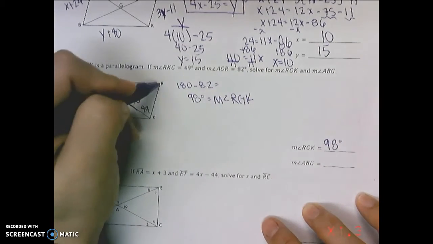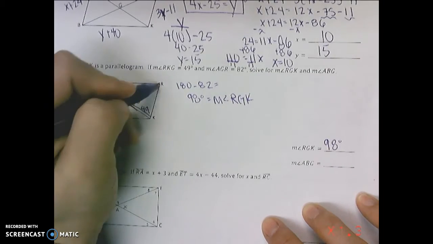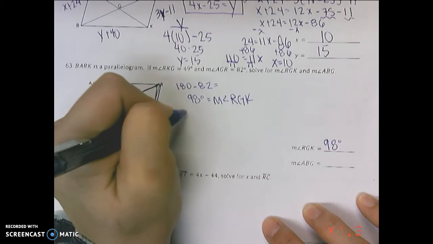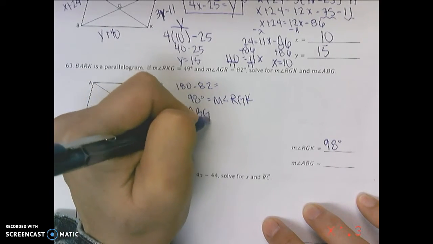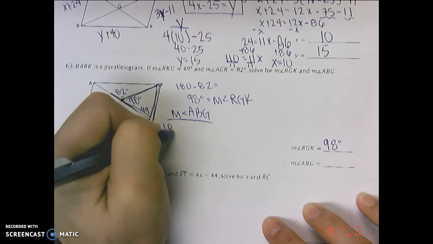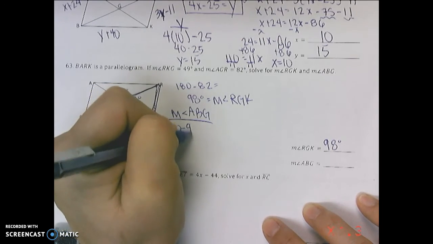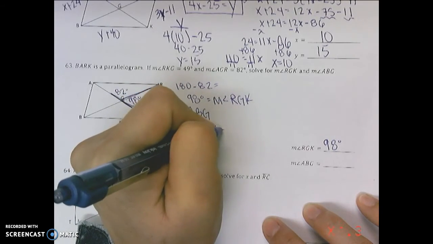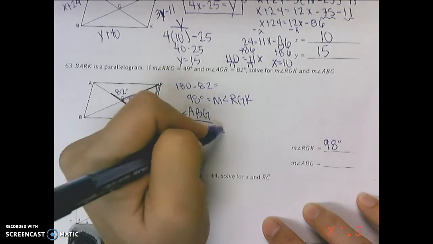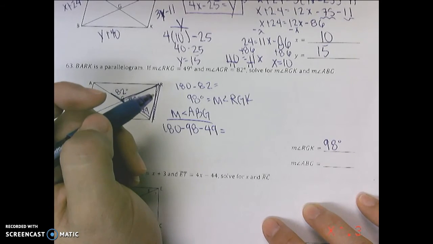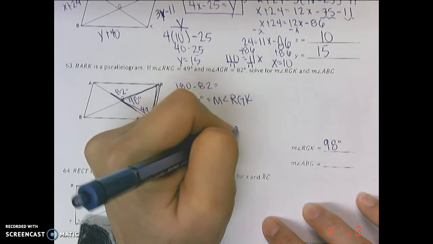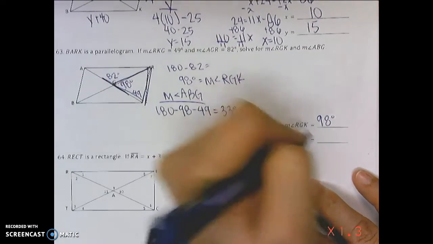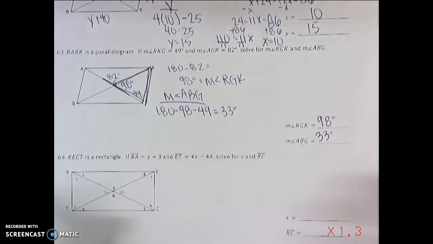Well, if I look here, I can see that I actually have a triangle. So for the measure of angle ABG, I'm going to do 180 minus 98 minus 49 equals ABG. And once we do that, we would get 33 degrees. So the measure of angle ABG is 33 degrees.